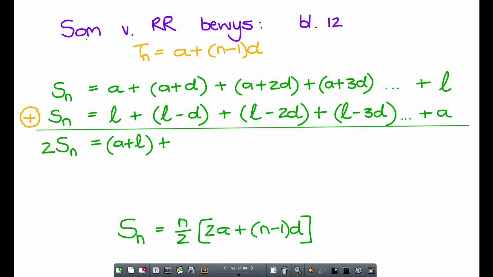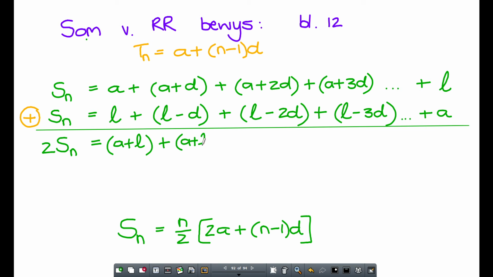Plus. Now, if I go add these two, a plus d plus l minus d. Can you see the d's? It's plus d minus d. So wat gaan daar oorbly? A plus L. Do you see that?